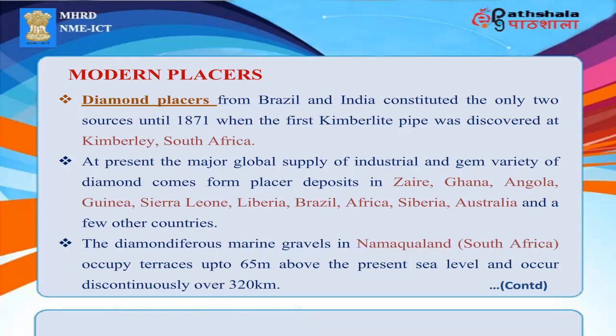Diamond placers from Brazil and India constituted the only two sources until 1871, when the first kimberlite pipe was discovered at Kimberley, South Africa. At present, the major global supply of industrial and gem variety of diamond comes from placer deposits in Zaire, Ghana, Angola, Guinea, Sierra Leone, Liberia, Brazil, Africa, Siberia, Australia, and a few other countries. The diamondiferous marine gravels in Namaqua Land, South Africa, occupy terraces up to 65 meters above the present sea level and occur discontinuously over 320 kilometers.